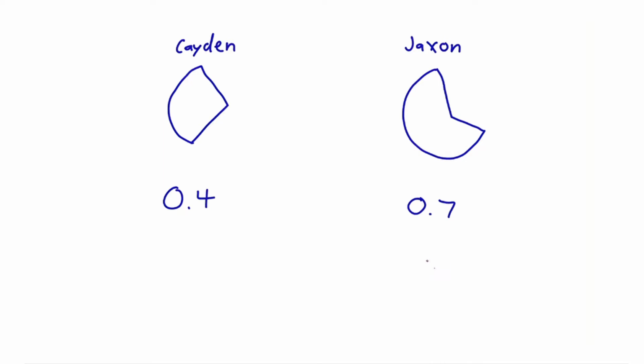So to compare these two, we're going to use the symbols greater than, less than, and equal to. When we look at this, we can see that Jackson's cookie has more left than Caden's cookie. So we always want the open end of our symbol to face the larger amount. And to read this, we would say Caden's cookie is less than Jackson's cookie.